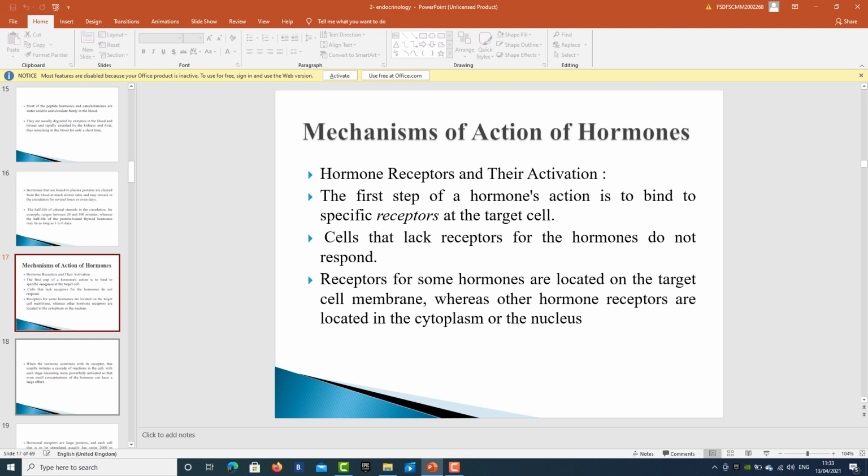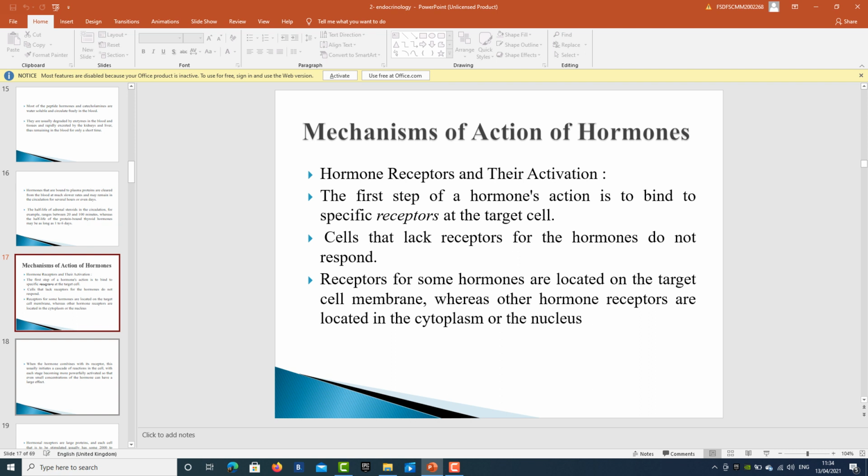Now, one of the very frequently asked and most important topics from the hormones is the mechanism of action of hormones, and we should know about this in detail. What is the mechanism of action of hormones? What are hormone receptors? How are they activated? Always remember that the first step of hormone action is to bind to specific receptors at the target cell. Cells that lack receptors for the hormones do not respond.